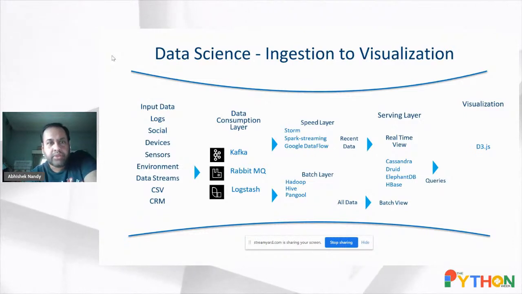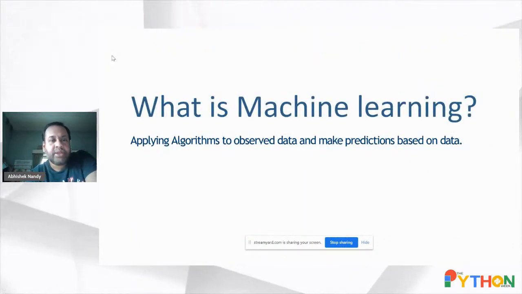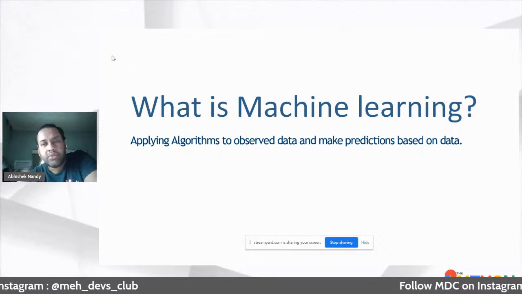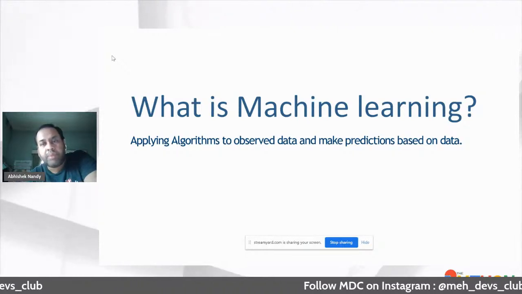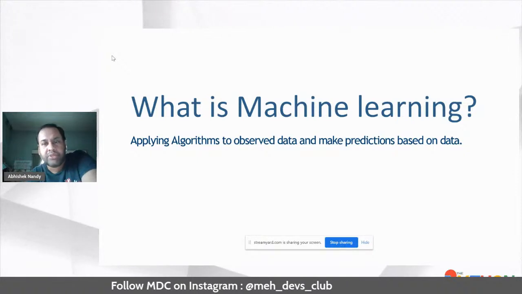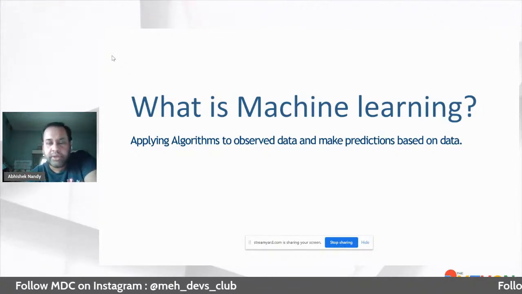Okay. So moving on, what is machine learning? Now if we stress upon the word machine learning, you don't have to memorize all the things. The only thing that should come to your mind is the word algorithms. So we are applying algorithms to data, and on that data we are getting predictions from the algorithms. So applying algorithms to observe data and make predictions based on the data is known as machine learning.